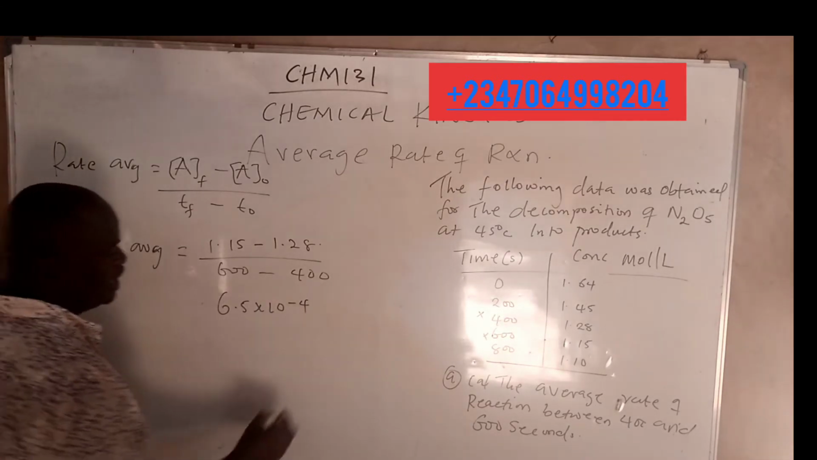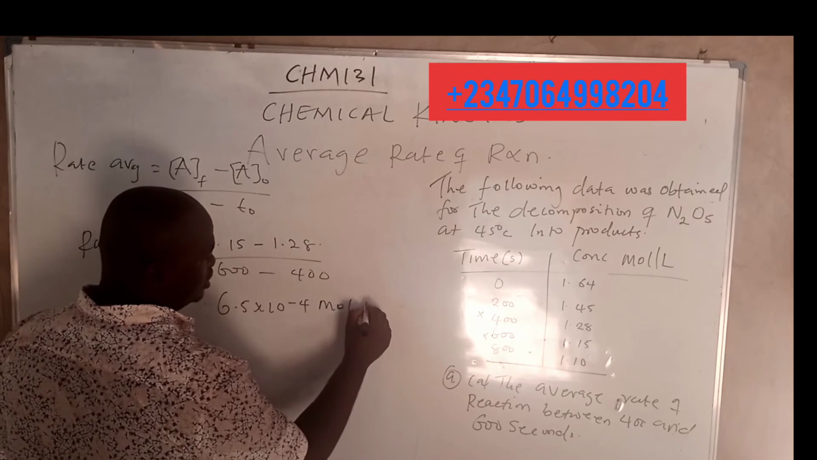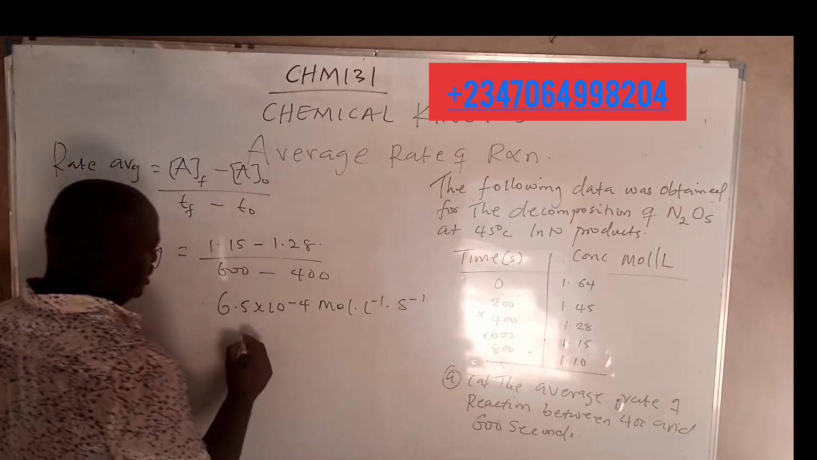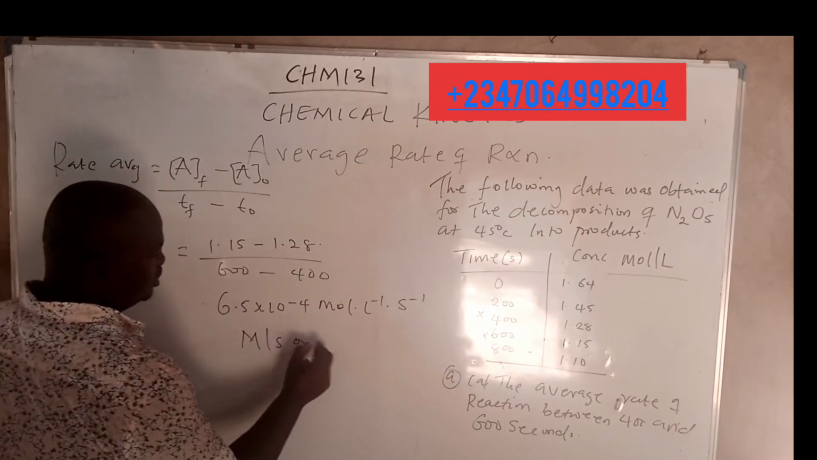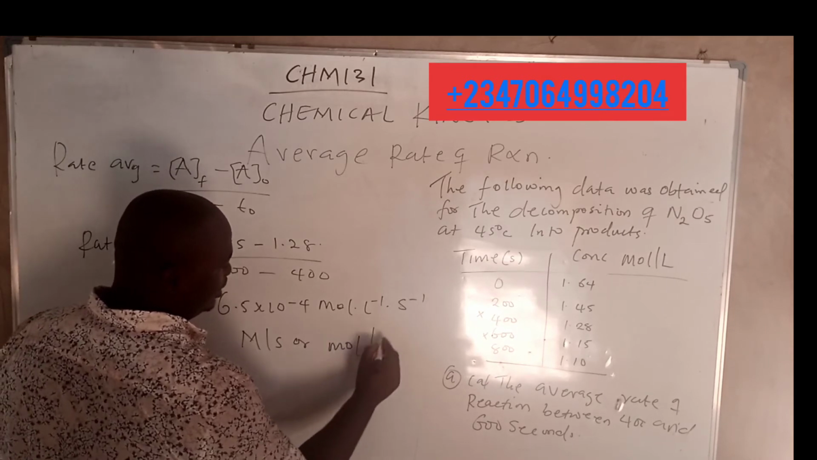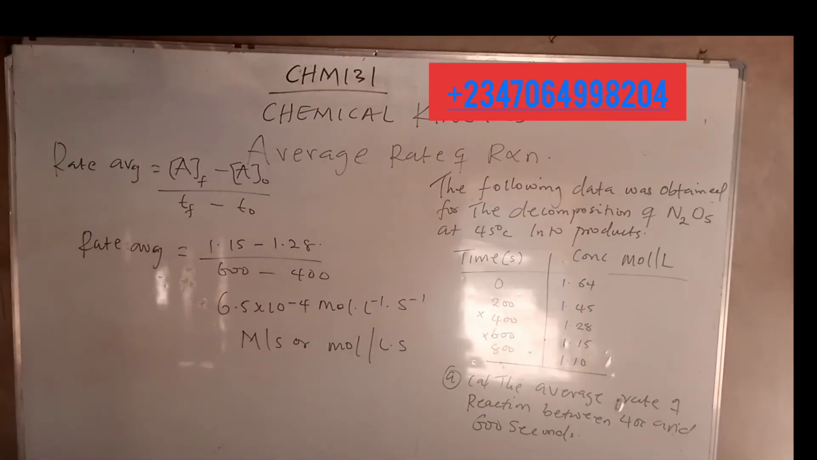Of course, remember that the SI unit is mole per liter per second, or you can still call it molarity per second, or mole per meter cubed per second. Any of these is the SI unit of the rate of reaction. We said it in part 1 of the video. Please endeavor to check it if you're having confusion with it.